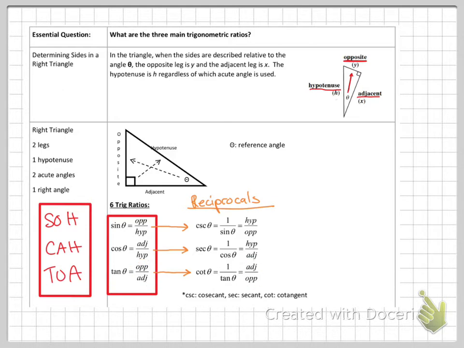So all you do is take the original ratio, the original answer, and flip it over. You don't make it negative or anything like that. You just take the numbers that are there and flip them over. If it's negative, it stays negative. If it's positive, it stays positive.